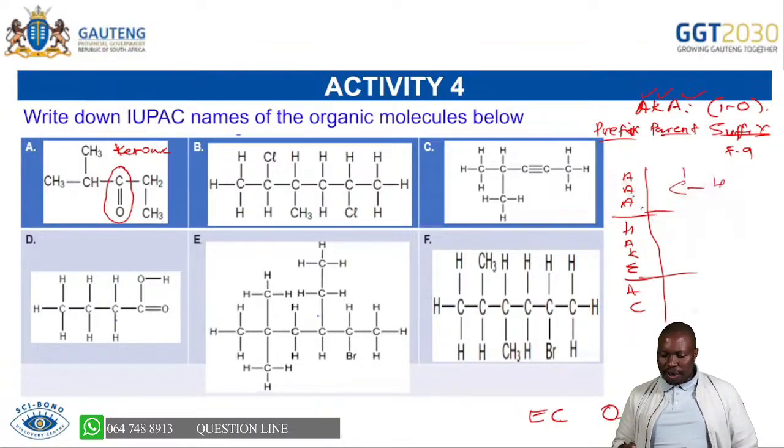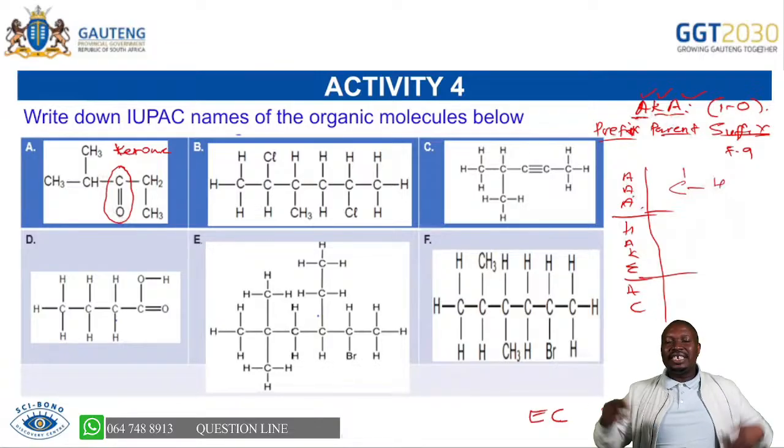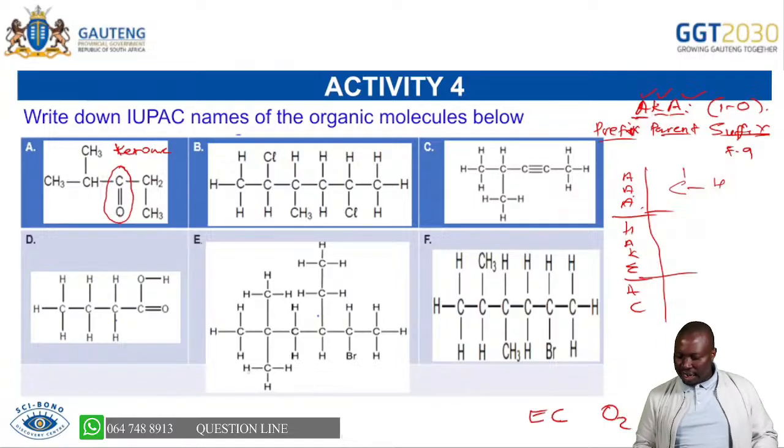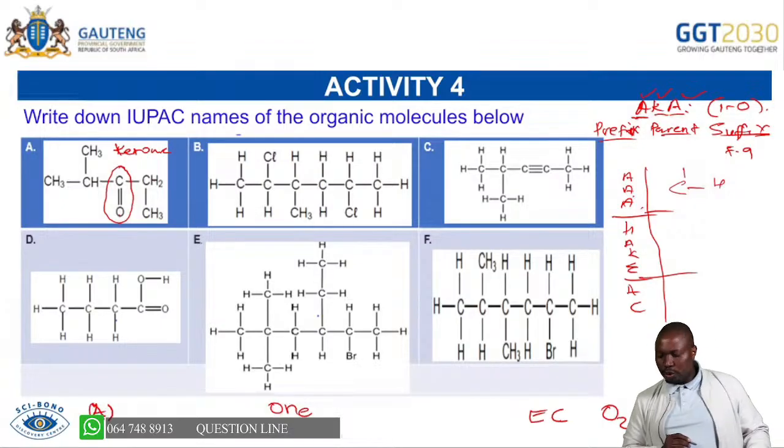So you are always able to know that, okay, it has 1 oxygen, so it is either an aldehyde, ketone, or alcohol. But where do we find the C double bond O? We find it surrounded by 2 carbons, so that must be a ketone. So you know that the suffix of that structure will be -one. The suffix of number A will be -one. I think we are moving together there.